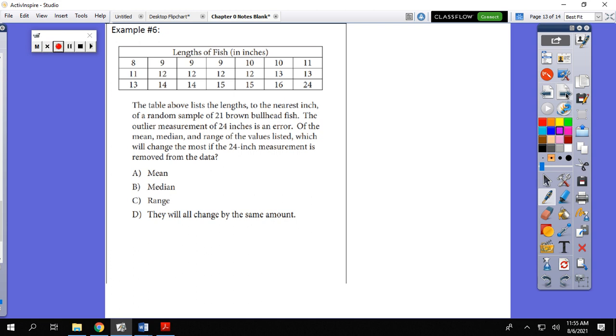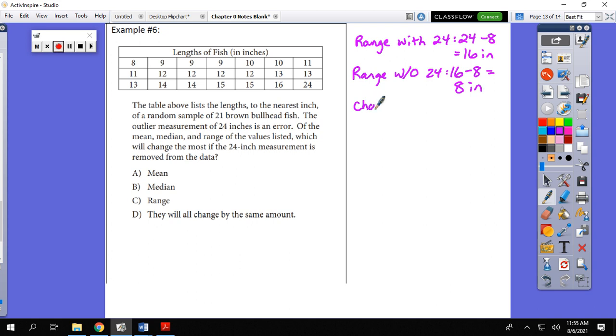Okay, so it's worth noting that this problem can actually be done a lot faster than actually figuring all 6 of those values, the mean, median, and range with the 24, and the mean, median, and range without the 24. Okay, it's very easy to do the range. The range with the 24 is 24 minus 8, which would be 16 inches. The range without the 24 would be 16 minus 8, or 8 inches.